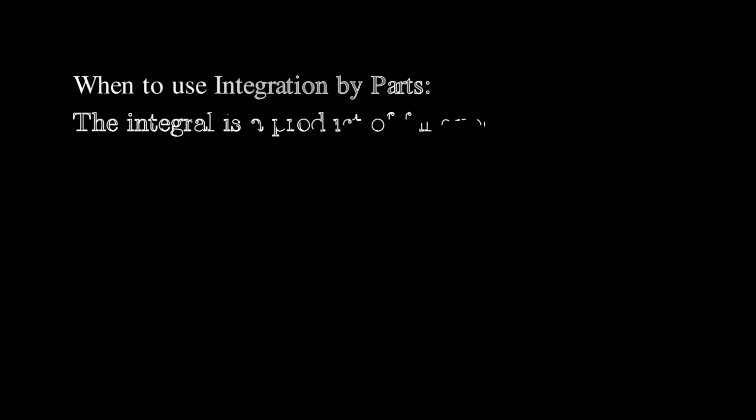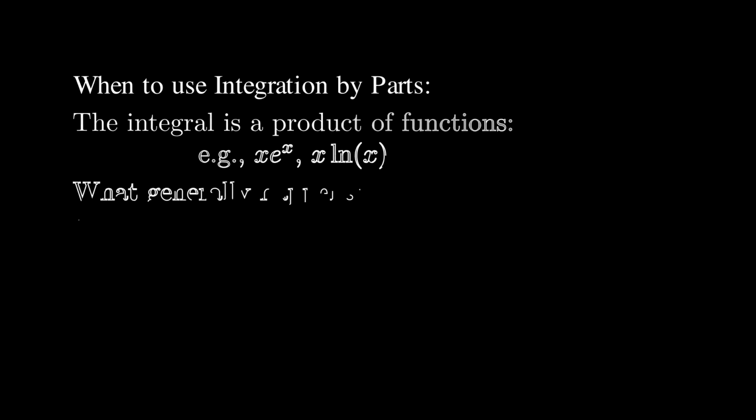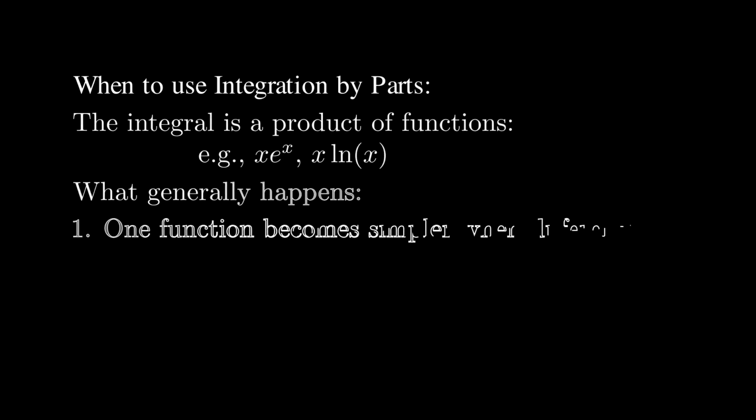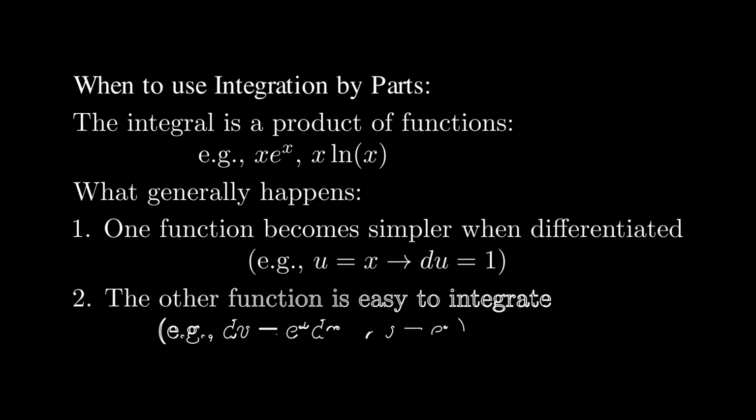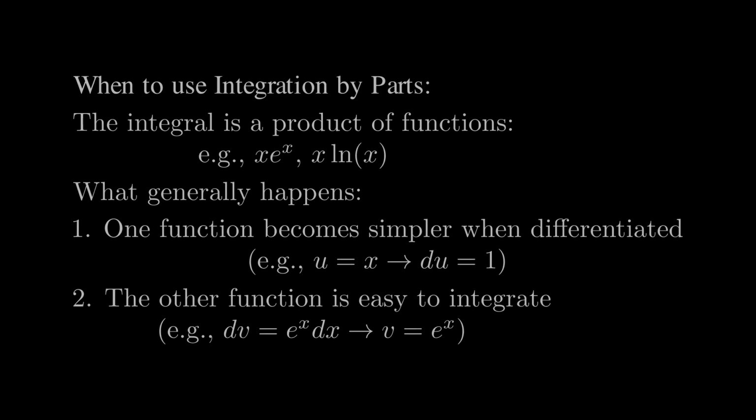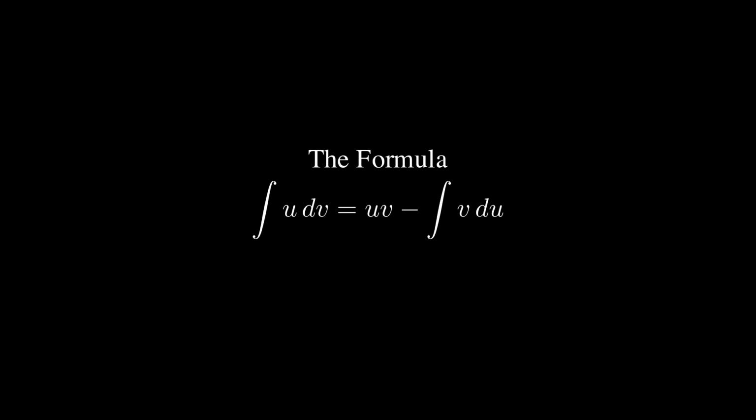Now, more explicitly, when should we use integration by parts? We should use it whenever the integral is a product of functions, for example x e to the x or x log x. In general, one function becomes simpler when differentiated. So if u is equal to x, du is equal to just 1. And then the other function should be easy to integrate. So for example, if dv is equal to e to the x dx, then v is equal to just e to the x. Taking the formula we derived earlier, let's do an example.